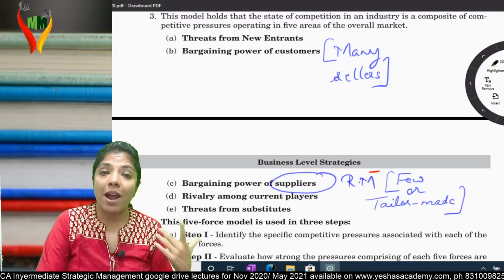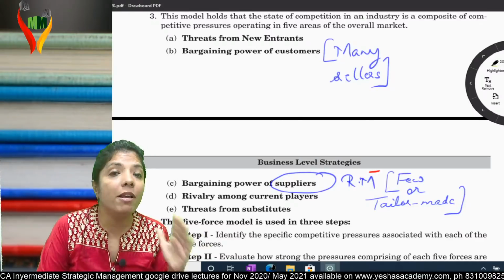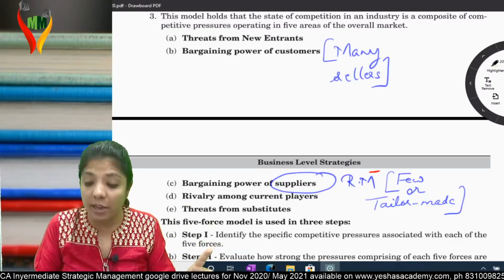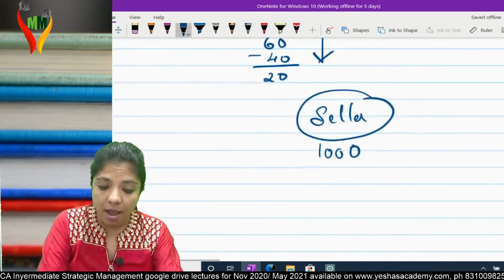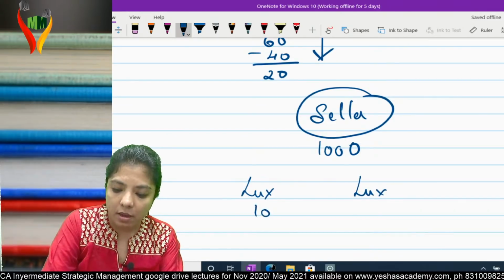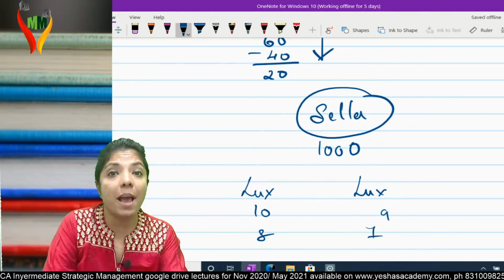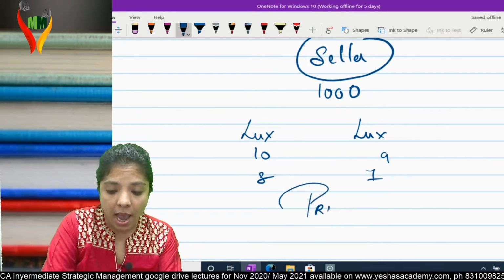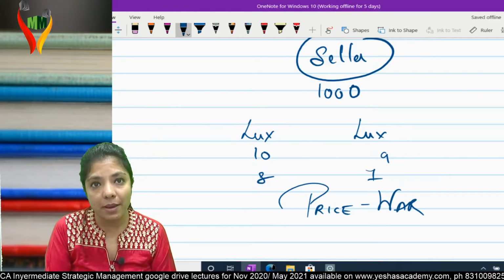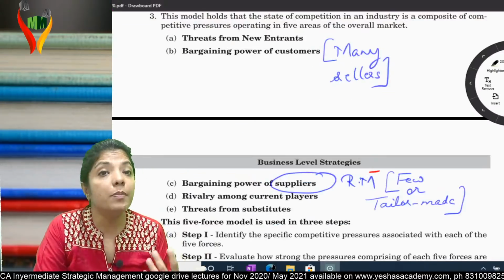What's next? Rivalry among current players. Current players means the ones who are already in the market. I've already explained, if both people are selling Lux, what will happen? Price war. And because of the price war, your profit will come down. Am I clear? And last is substitute.